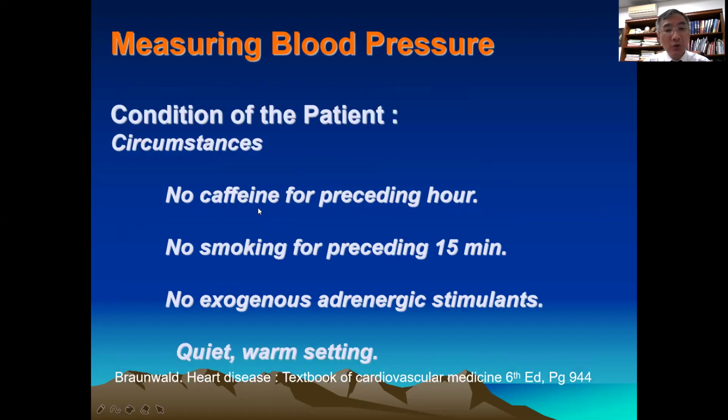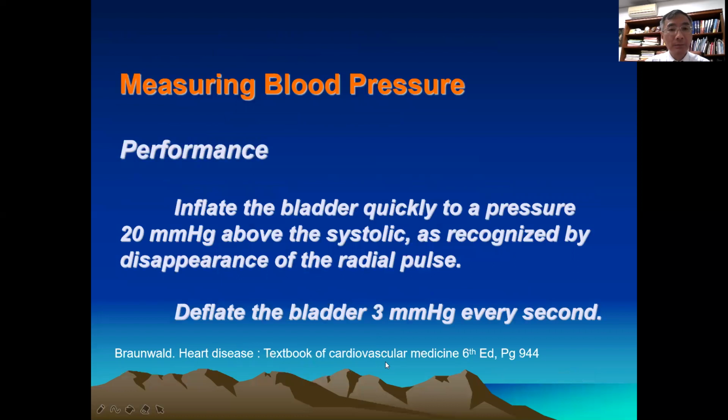Now, the patient should not have taken any coffee or tea in the preceding hour because that can raise the blood pressure level. The patient should not be smoking for the preceding 15 minutes. The patient should not be taking any stimulating adrenergic things, such as a Red Bull drink, for example, and the environment where the blood pressure is measured should be quiet and comfortable.